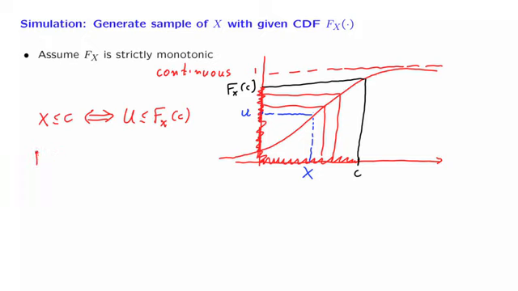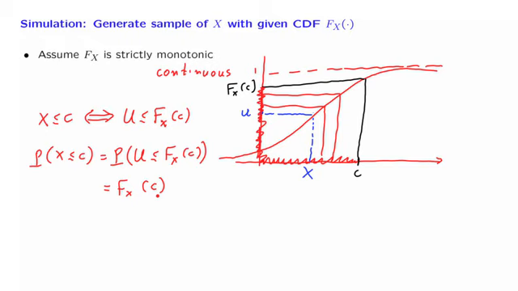The probability that X is less than or equal to c is the probability that U is less than or equal to F_X(c). But U is a uniform random variable. The probability of being less than something is just that something. So we have verified that with this way of constructing samples of X based on samples of U, the random variable that we get has the desired CDF.